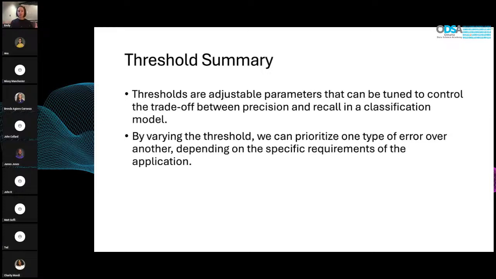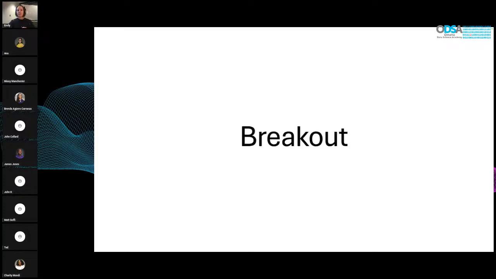Okay, so in summary, thresholds are an adjustable parameter that can be tuned to control your trade-off between precision and recall, or I should have maybe not said precision and recall because we're going to talk about something else first. It can be used to control your trade-off between some values that you're trying to assess. And by varying that threshold, we can prioritize certain types of errors over other types of errors, depending on the requirements for our application.